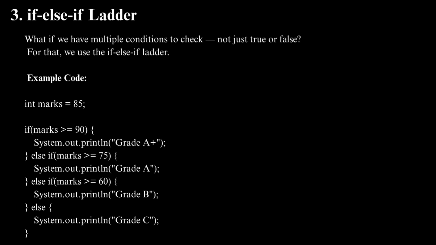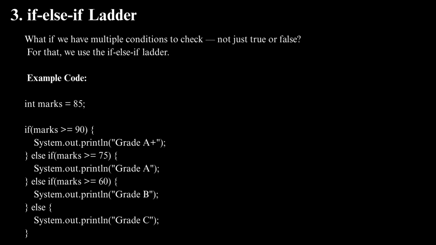Next is the if-else ladder. What if we have multiple conditions to check, not just true or false? For that we use the if-else ladder. Here in the example, Java checks the conditions one by one from top to bottom. As soon as one condition becomes true, it executes that block and skips the rest. So with 85 marks, it prints grade A.